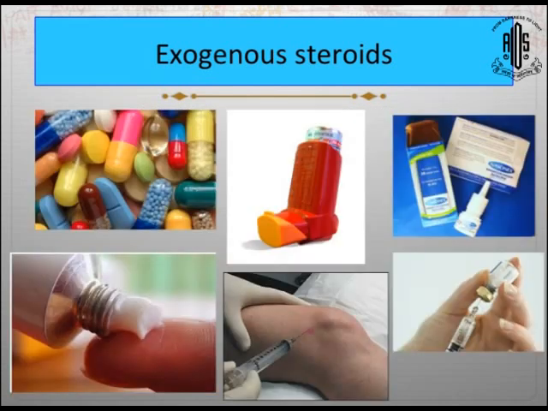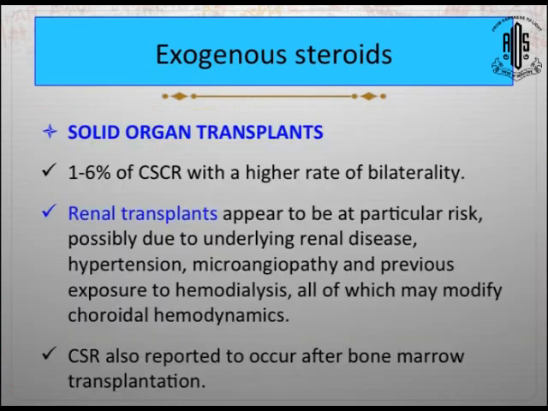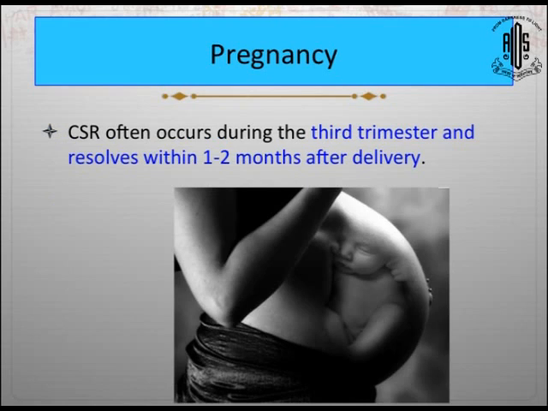All forms of corticosteroids have been implicated in CSR, that is oral, inhalational, topical, even intravenous and nasal. Again, exogenous steroids have also been seen to give an incidence of 1 to 6% of CSR, with a high rate of bilaterality in solid organ transplants, and renal transplant being the major one at risk because of the underlying renal disease, hypertension, and microangiopathy, and it has also been noted in bone marrow transplantation. Pregnancy is again one of the risk factors, which usually occurs in the third trimester and resolves within 1-2 months after delivery.